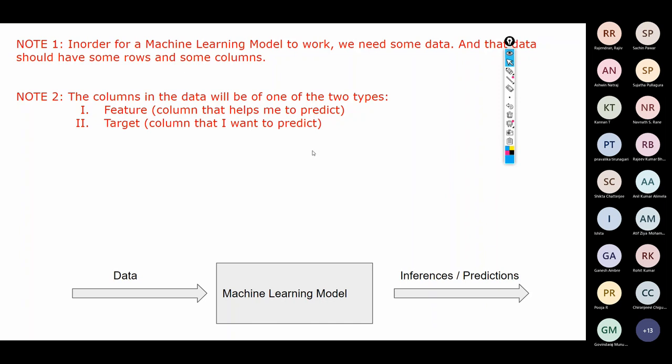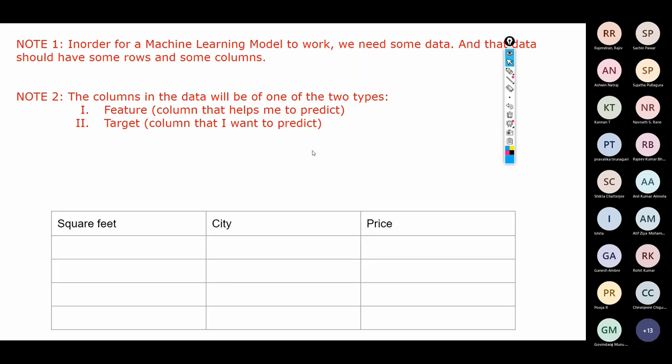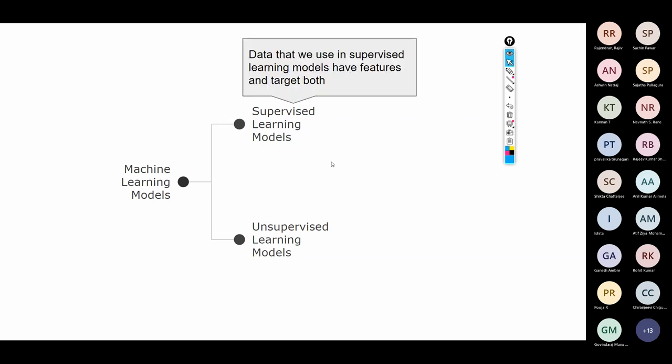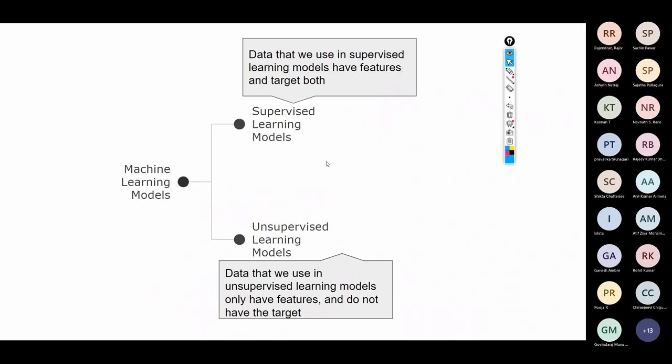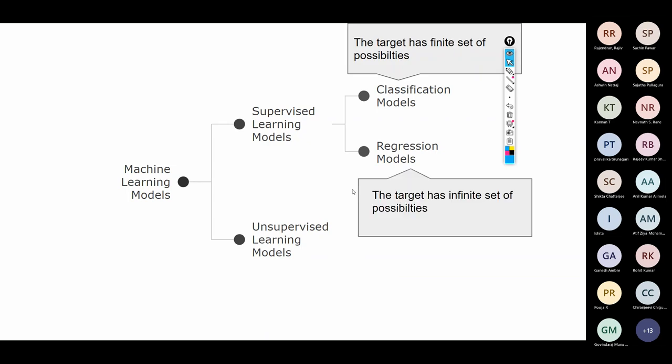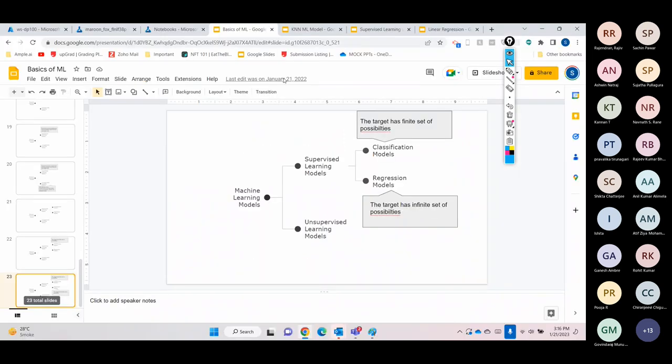Then we learned that there are two main types of machine learning models. First is supervised machine learning model. Second type is called unsupervised machine learning model. What is the difference between the two types? Well, in a supervised machine learning model, the data that I'm using has features and target both. Whereas in an unsupervised machine learning model, the data that I'm using only has features. It does not have a target. Then we learned that supervised machine learning models are further of two types, classification and regression. In a classification model, the target column has a finite set of possibilities, whereas in a regression model, my target column has an infinite set of possibilities.